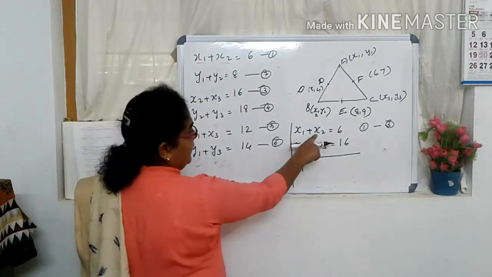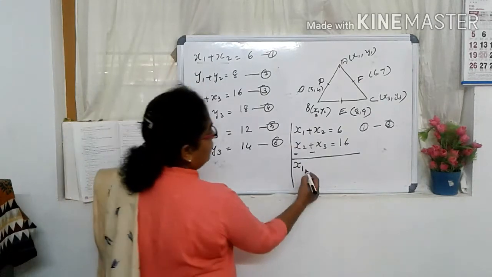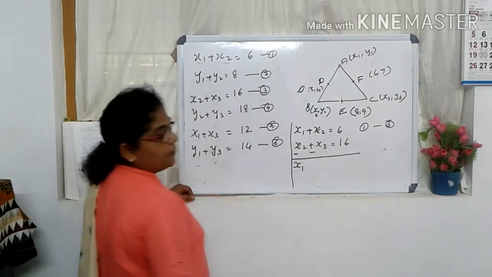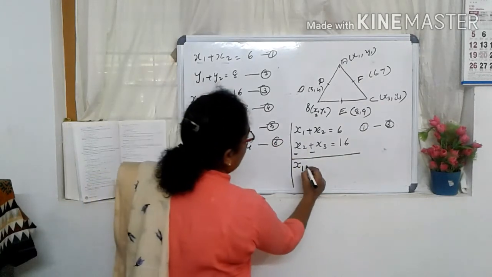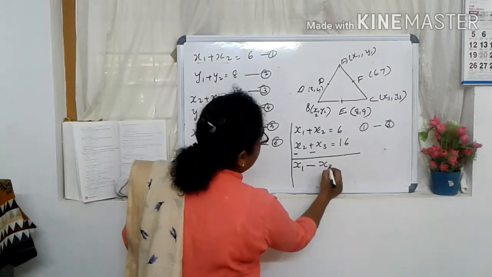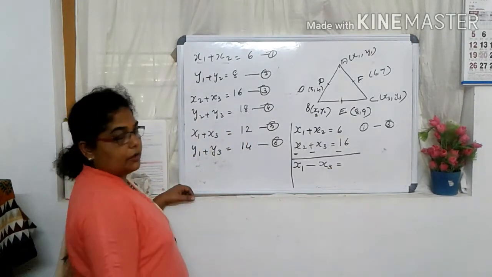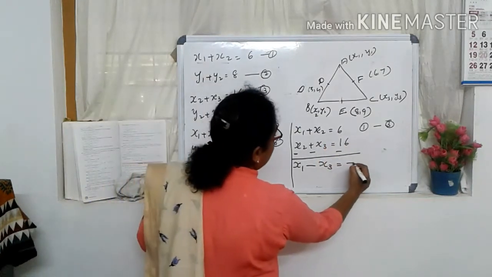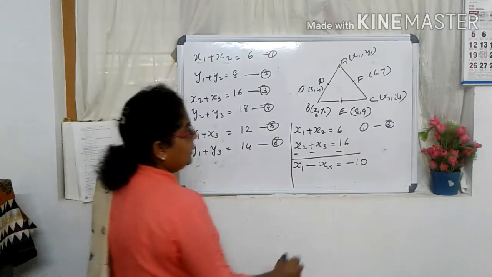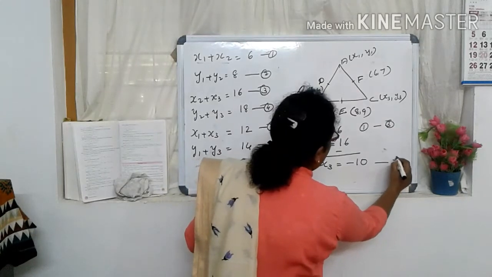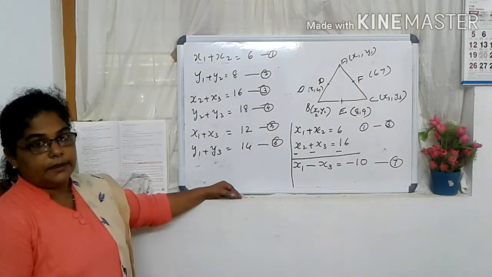Now plus x2 minus x2: x2 and x2 get cancelled. Now x3 is only one term, so no cancellation, minus x3. Here also we have to subtract: 6 minus 16, how much? Minus 10. Okay, so we are getting one new equation. What is that? x1 minus x3 equal to minus 10.